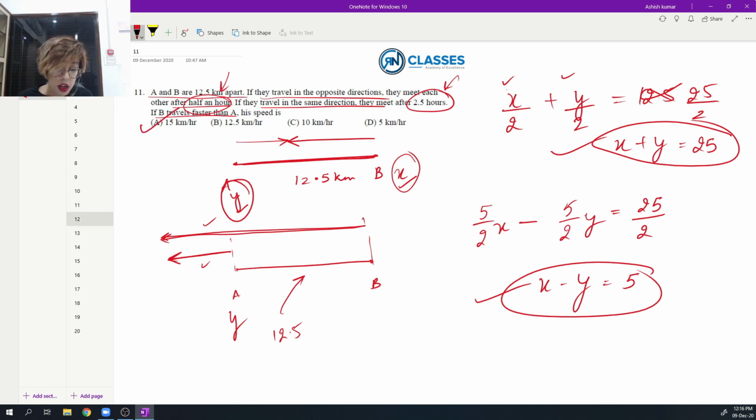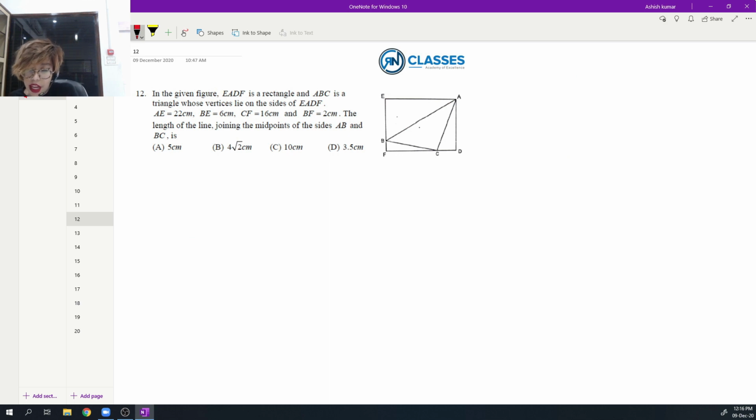Right? Okay. Now question number 12, which is a very easy question again. Now EADF is a rectangle, ABC is a triangle whose vertices lie on the rectangle. So AE is 22, BE is 6, and CF is 16, BF is 2. The length joining the midpoints of sides AB and BC, right? So locate the midpoint of AB, it will be somewhere here. Midpoint of BC, it will be somewhere here. So the line joining these, I'm interested in the length of this.